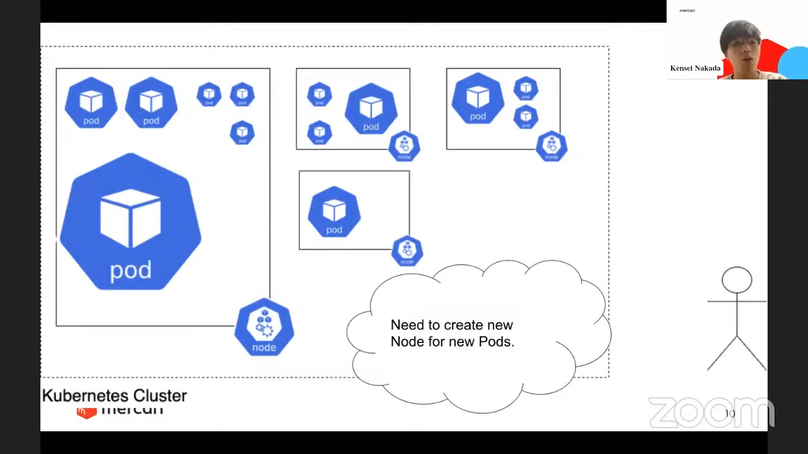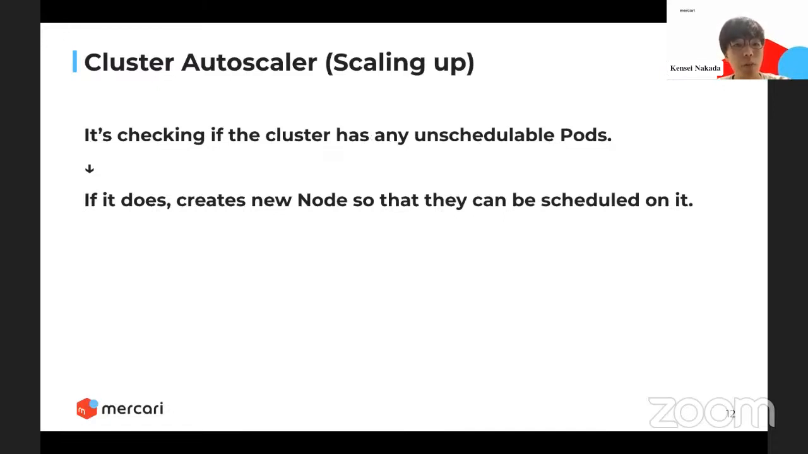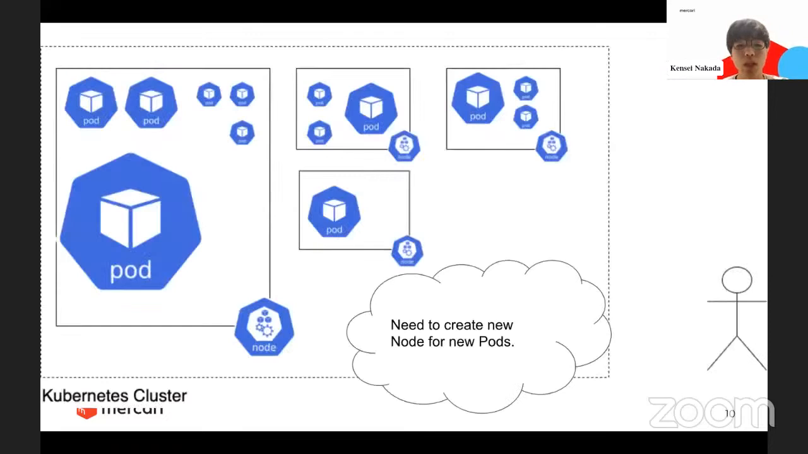Of course, we have an automated way to do that. This is the cluster autoscaler. It's open source, but we are using the GKE provided one. The cluster autoscaler increases or decreases the nodes, like I shared, based on the demand of the resources from the pods. When scaling up, it's checking if the cluster has any unschedulable pod like this, and if it does, it creates a new node so that they can be scheduled on it.